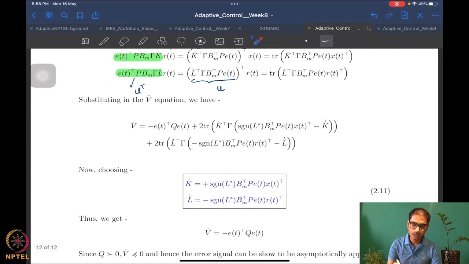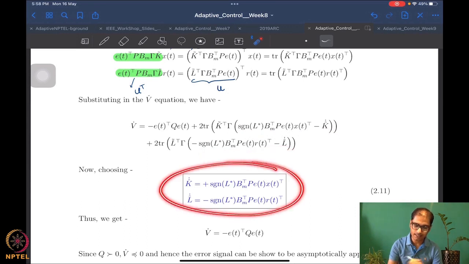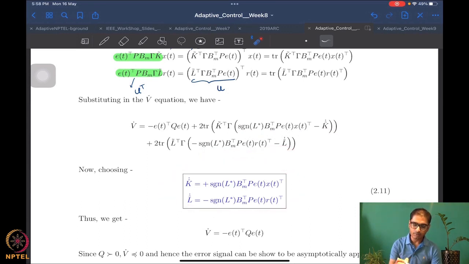Yeah, because now I can use my K hat dot to cancel this term. Similarly, L hat dot to cancel this term, which is exactly these equations. This brings about, of course, the sign of L star, which is what we've already discussed: we do need to know the sign of L star.